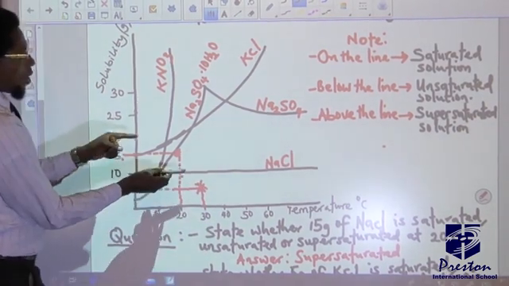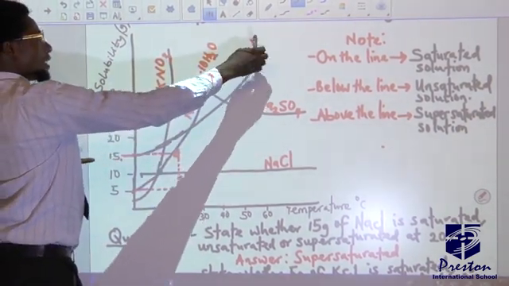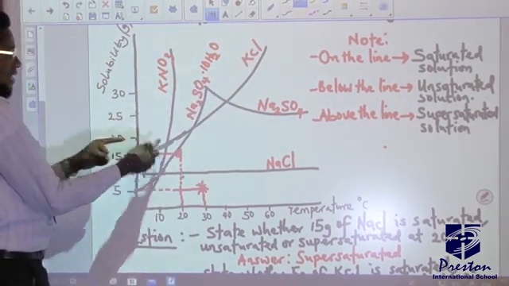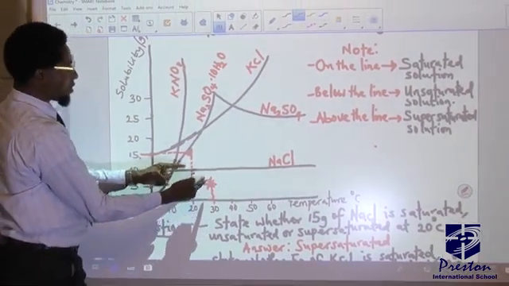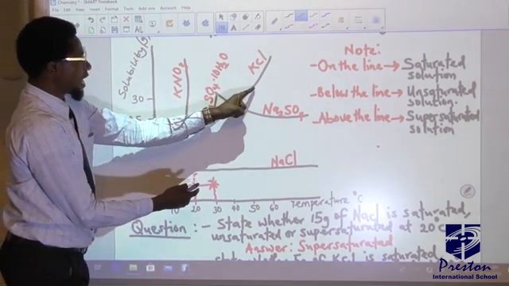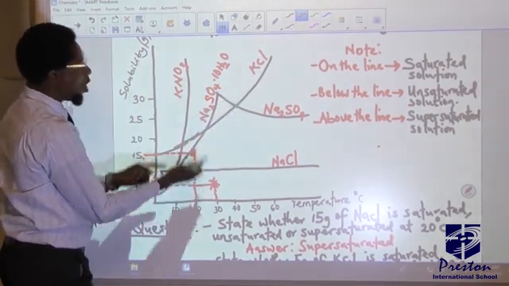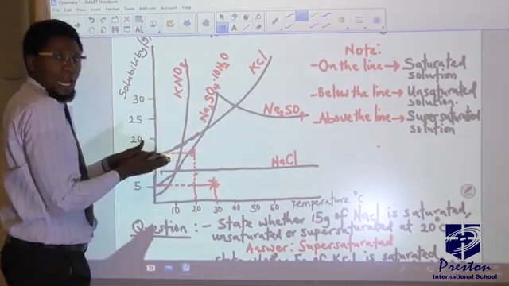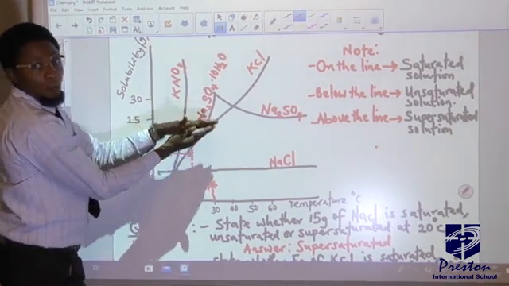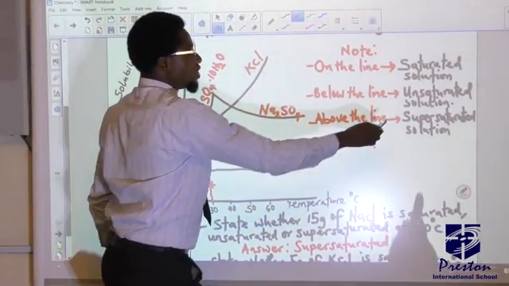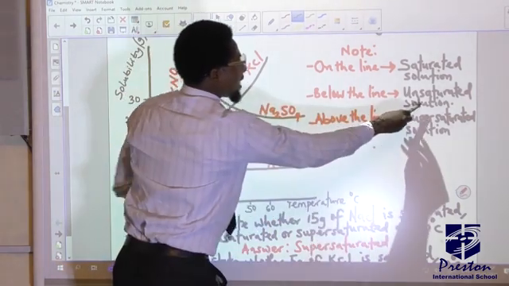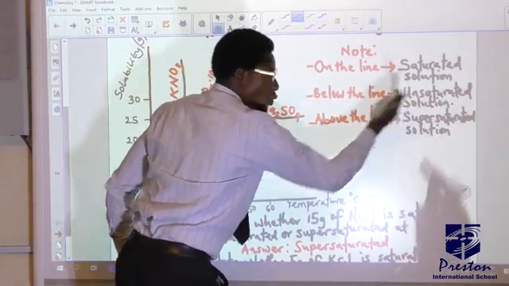Then where is our solubility line for potassium chloride? This is where it is. Is this point found under the solubility line of potassium chloride, or above the line, or on the line? When you look at this, it is found below the line. That means when it is found below the line, it is an unsaturated solution.